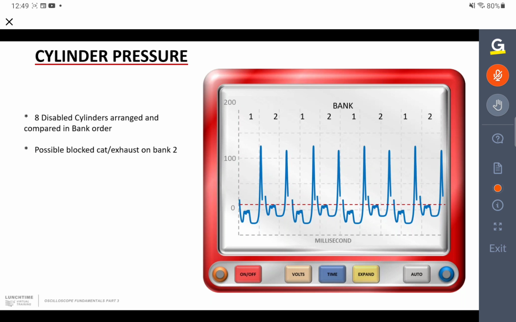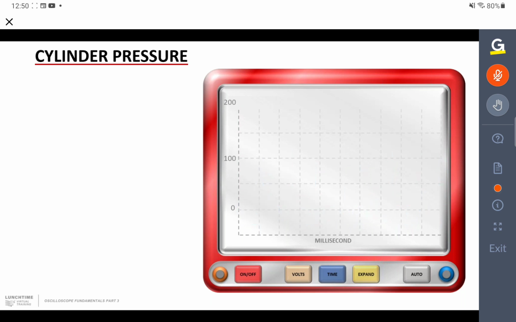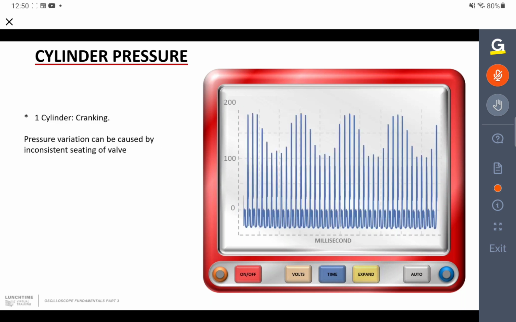Now, you can't always do this with the oscilloscopes. You can't always get the 8 cylinders side by side. But obviously, if you're testing all of the 8 cylinders, you can note the measurements. And when you note the measurements, you can make the comparison just to see if those cylinders are even, or if you've got one bank that is worse than the other.